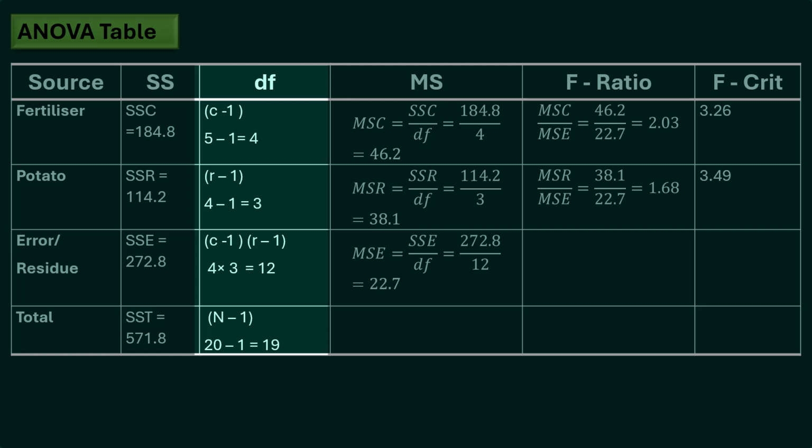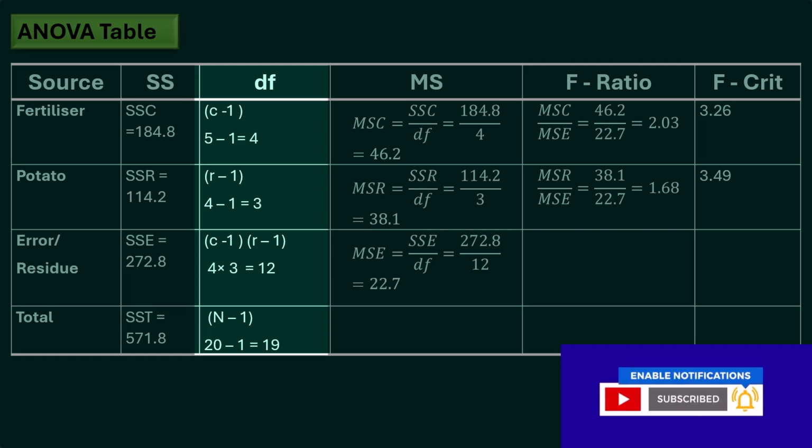In the third column, we displayed the degrees of freedom. Degrees of freedom of SSC is C minus 1, that is 5 minus 1, 4. Degrees of freedom of SSR is R minus 1, that is 4 minus 1, 3. Degrees of freedom of SSE is C minus 1 into R minus 1, that is 5 minus 1 into 4 minus 1, 12. Degrees of freedom of SST is capital N minus 1, that is 20 minus 1, 19.